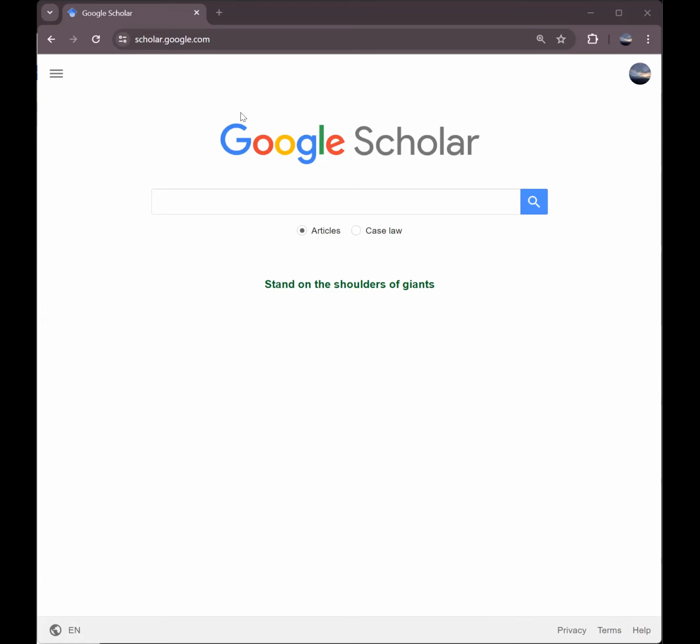Now, yes, you can get them from the library. Yes, I'm going to talk about that. But as with most things in life, Google's algorithm is second to none. And so it can make using Google Scholar very, very simple and easy. So the first thing that we're going to do is go to scholar.google.com.